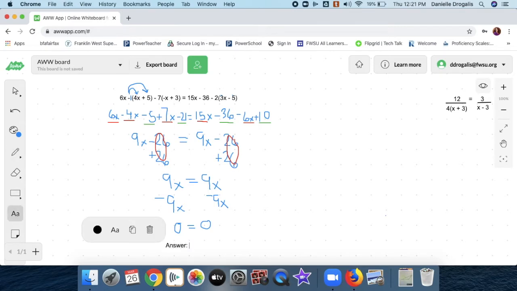So the answer here is all real numbers, or we could say infinite solutions. Okay, now why can we say that? Just to recap here, it's because the variable disappeared and because the left did equal the right that we can now say this big statement that it is all real numbers or infinite solutions. So no matter what you put in there, it's going to be a true statement. So there's infinite solutions as an example.